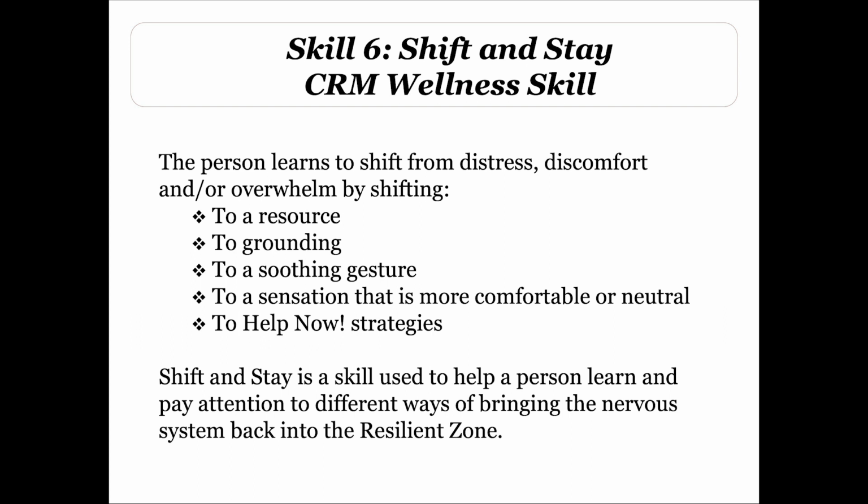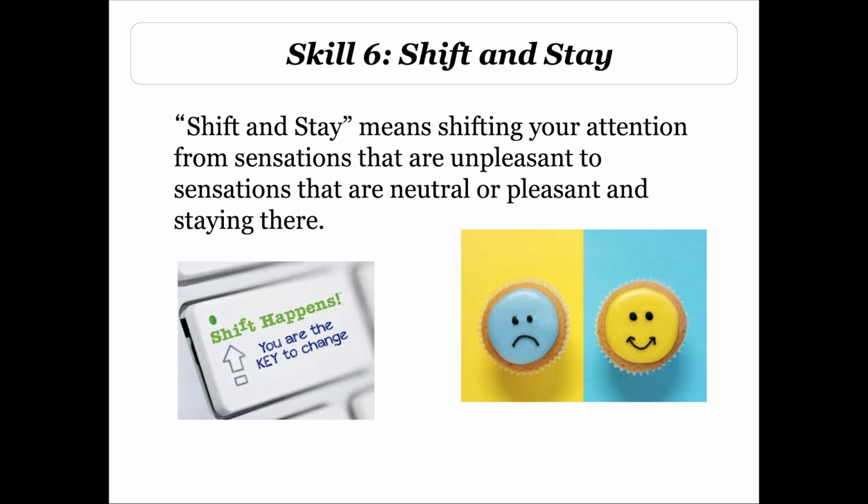And then another technique that I'll point out that is in the app is Shift and Stay. So Shift and Stay really talks about learning to shift from those sensations of distress and discomfort to those that are more soothing. You can shift back to a resource and spend some time with a resource until you really are able to sense that that nervous system is regulated and you're back in your resilient zone. You can shift to a grounding sensation, or just internally, as you're grounding, you can shift to those sensations that are more pleasant or neutral.